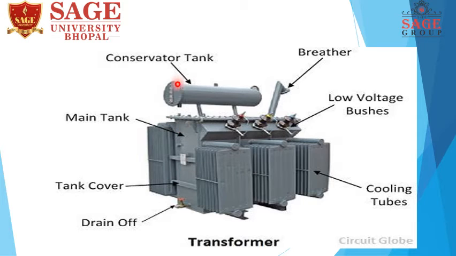So, construction. This is the distribution transformer, and these are the conservator tank, breather, low voltage bushings, cooling tube, drain, tank cover, and main tank. This is the construction of a distribution transformer, and these are the parts.